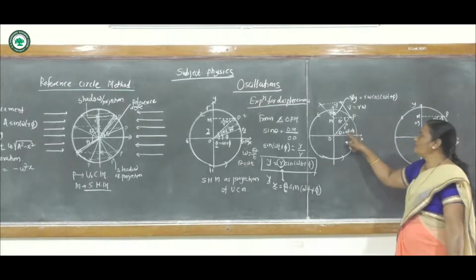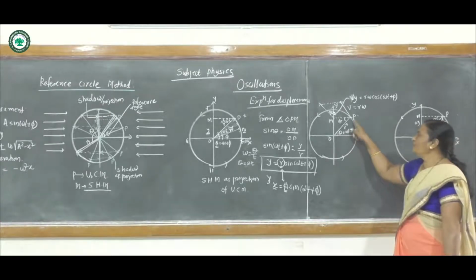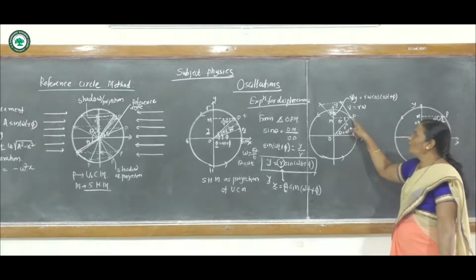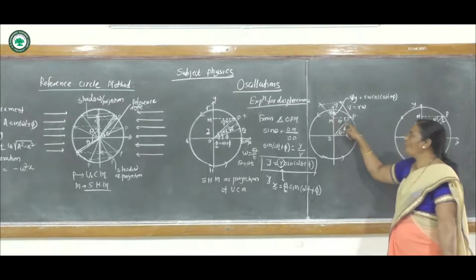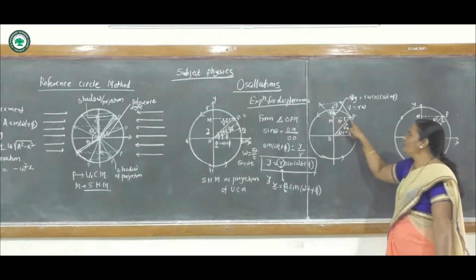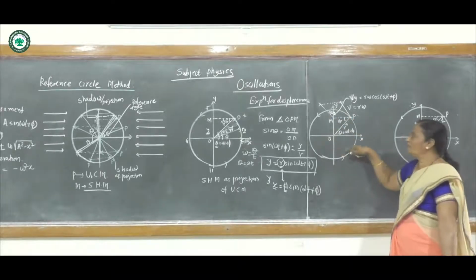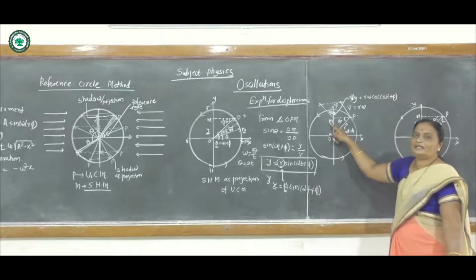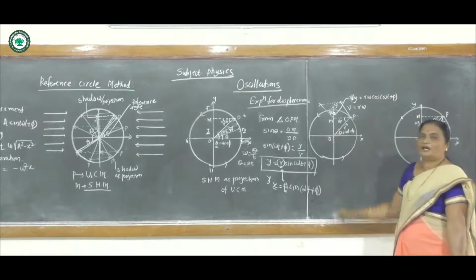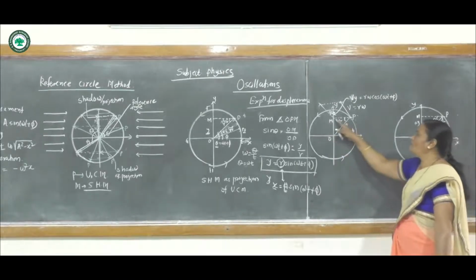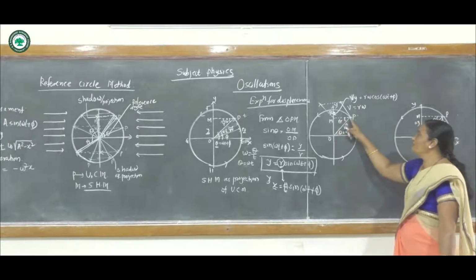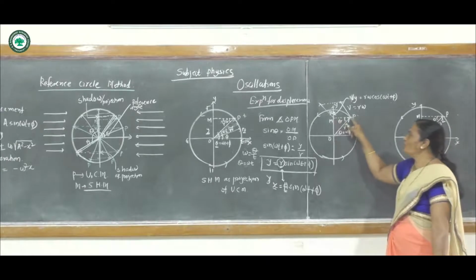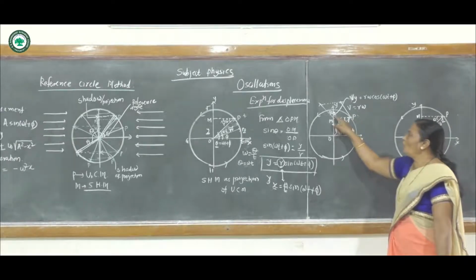Now in this case, consider PM, the projection of point P. This is one particle which performs uniform circular motion. This is another particle, M, which performs simple harmonic motion here. Now consider this figure. PM is the projection of this point on the y-axis.